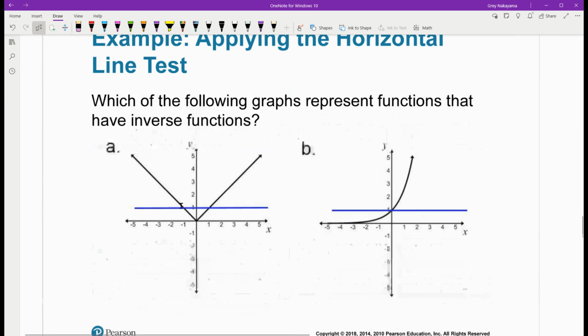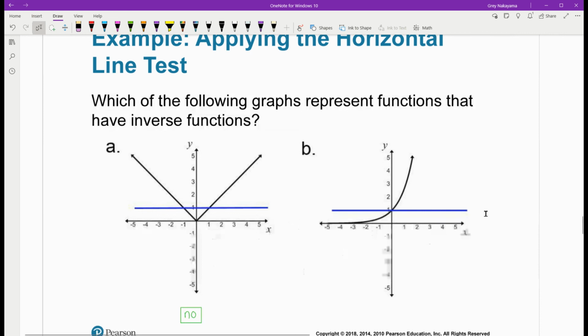So I draw a horizontal line. Do I cross it more than once? I do. So this one is not, you can find the inverse of it, but the inverse of it will not be a function. So this one is no. Okay? Y'all, the vertical line test, if I draw it this way, it does pass. It is a function, but this is telling me when I find the inverse of it, the inverse won't be a function. Over here, this is a function.